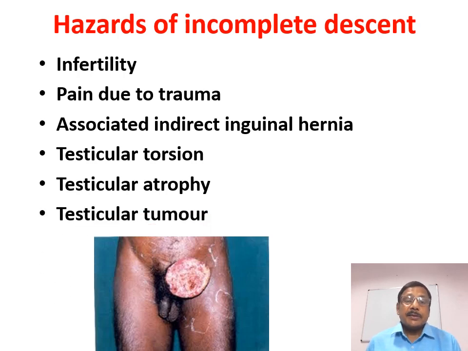If the testis is undescended, especially when it is intra-abdominal, then it may turn into malignant. And the most common malignancy developing in undescended testis is seminoma. That you must understand. And that is again a good PGME question. You have to note that.